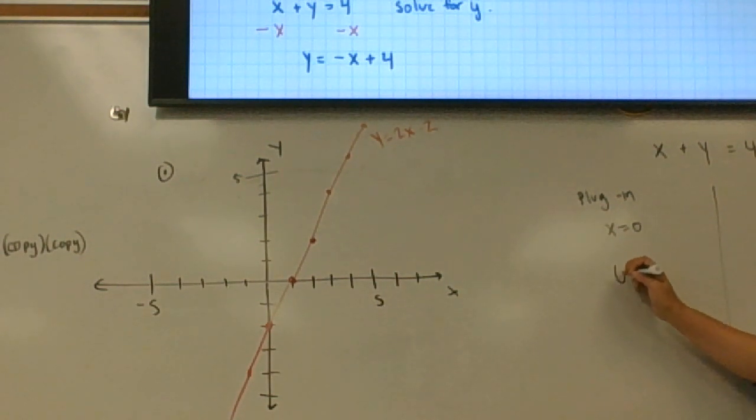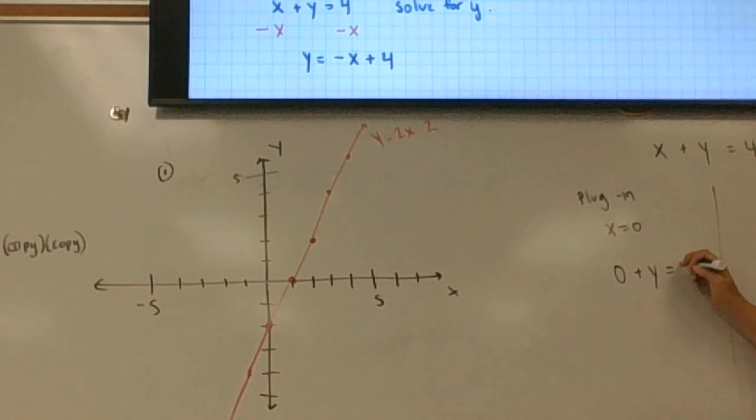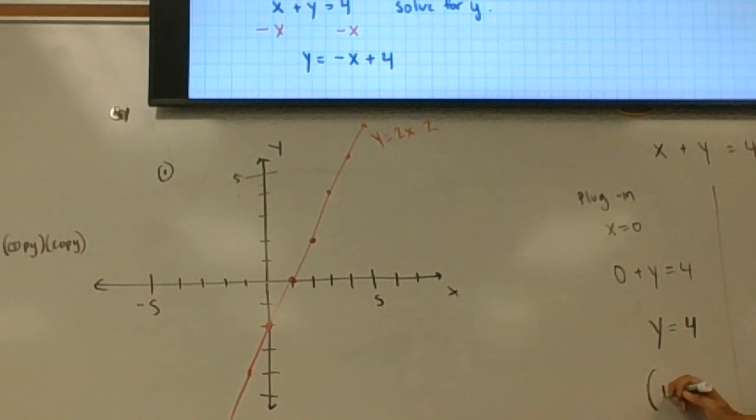So this would be 0 plus y equals 4. So that's y equals 4. So I could put a point at 0, 4. And this is x plus 0 equals 4, x equals 4. So I could put another point at 4, 0. So this is using intercepts, x and y intercepts. And if I do that or that, it'll come out the exact same line.